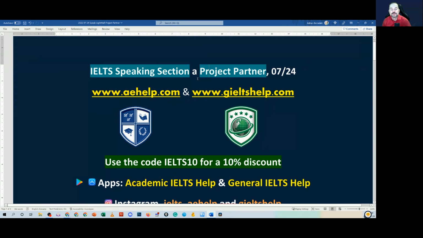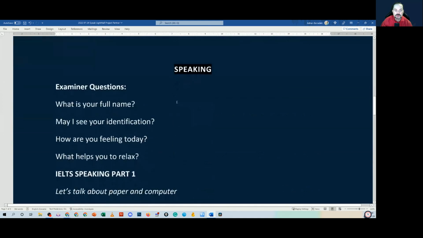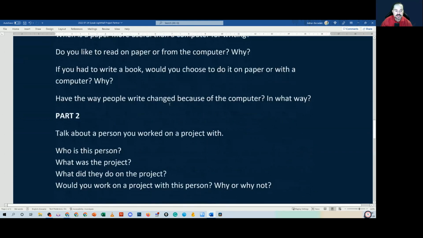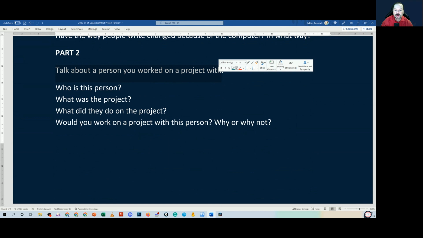Now, just an interesting tip for everybody when you're studying for your IELTS exam. A good way to identify the speaking sections that you're practicing is according to part 2. Some of you probably realize that I do this regularly. So when I look at a full speaking section, I always title it by whatever part 2 is. So this one is: talk about a person you worked on a project with.